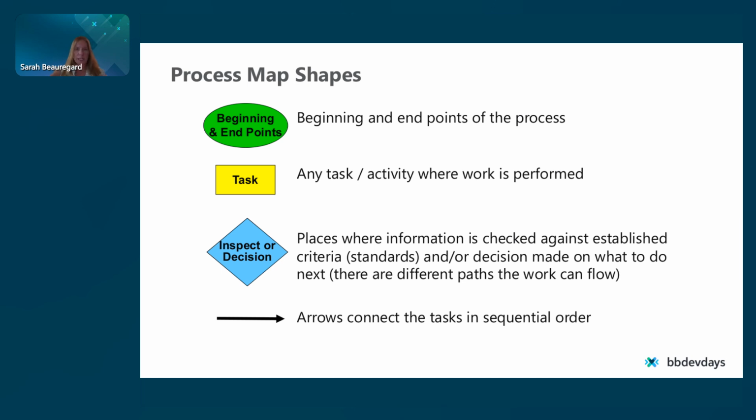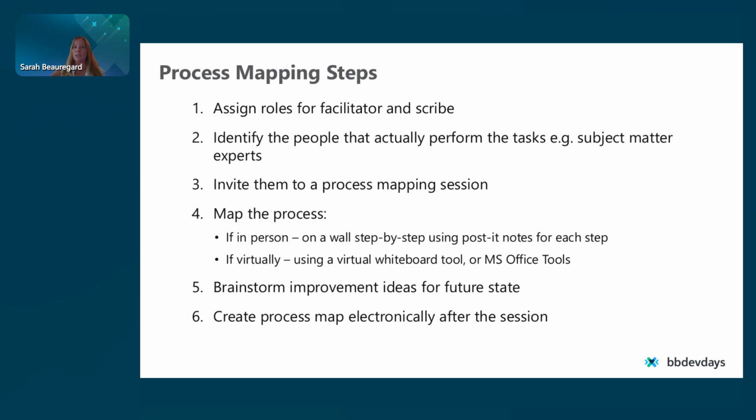All right. So on to the next slide then, let's talk about the steps involved in creating our process map. So we are going to assign those roles for facilitator and scribe that we talked about. We need to identify the people that actually perform the tasks today, or those subject matter experts, as we've been calling them. We want to invite everyone to a process mapping session. The power of having everybody together to walk through this process and seeing what happens upstream from their work and downstream from their work can be very powerful. So I recommend that you do these in a collaborative type of setting.